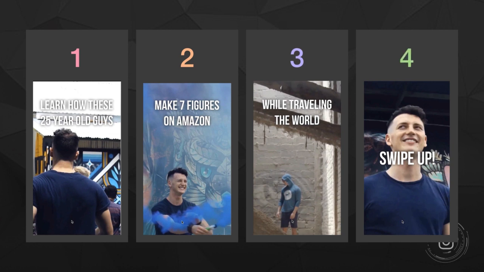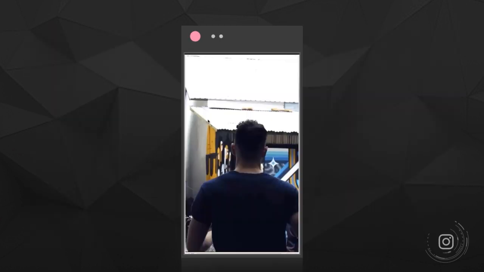Step number 1, learn how these 25-year-old guys. Number 2, make 7 figures on Amazon. Number 3, while traveling the world. Number 4, the call to action, swipe up. And this is a 4-step story that really helps people break down your ad into digestible frames, where you have a long-running video, but you put text in 4 different areas, and we can watch that ad one more time together.